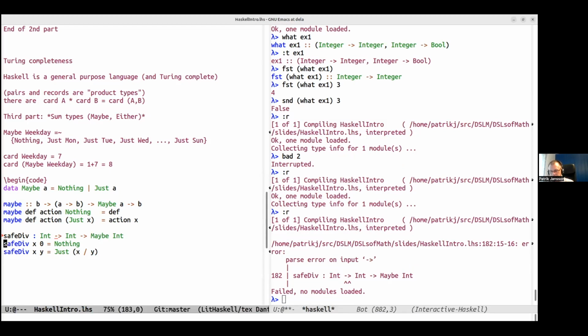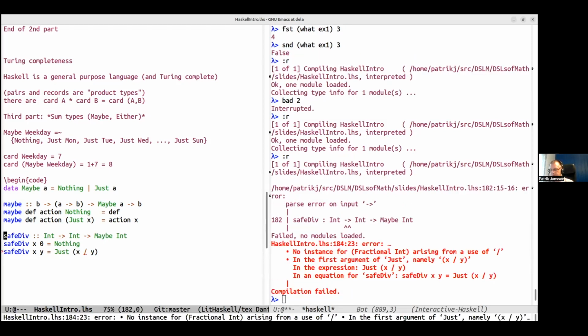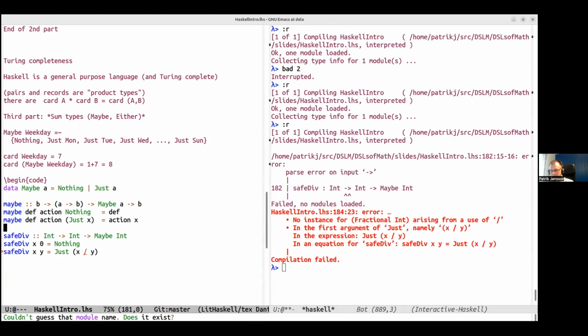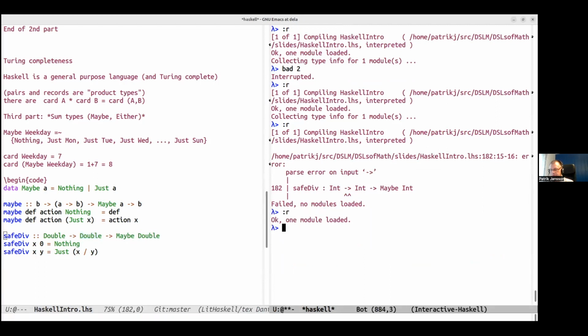Oh, parse error. I forgot one of the colons, because integers cannot be divided. So if I want to do this, I should replace int by double instead. So floating point numbers. Okay, and now it works. Now it will check if the second value is 0, in which case it will return nothing, and otherwise just the actual division. Now it's not very practical perhaps for numerics to do this, because you get this maybe constructor in the way. But there are lots of other cases where you have an error value you want to introduce.